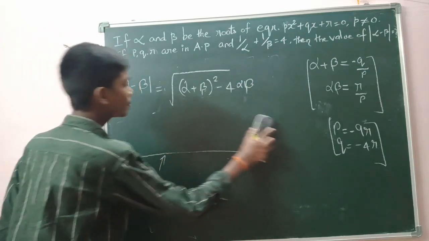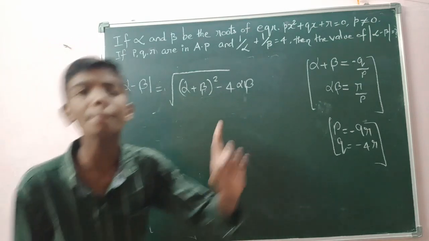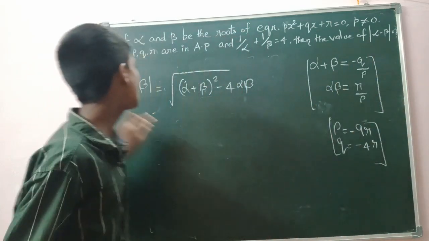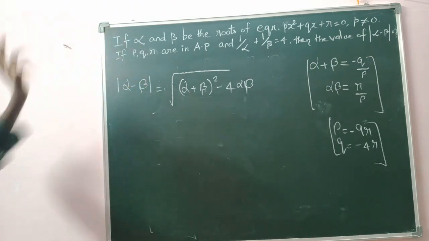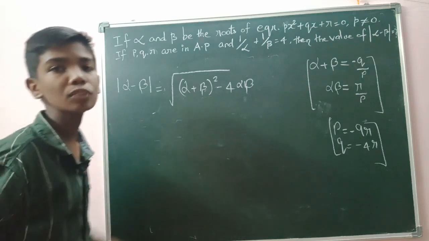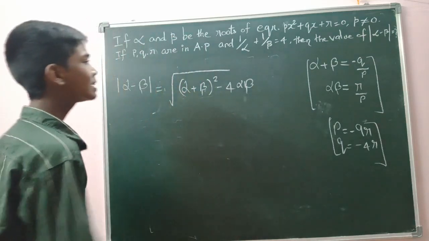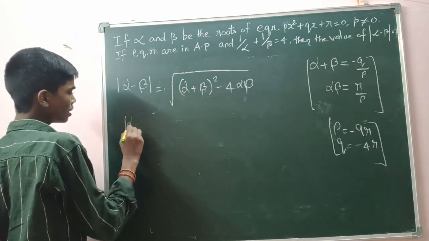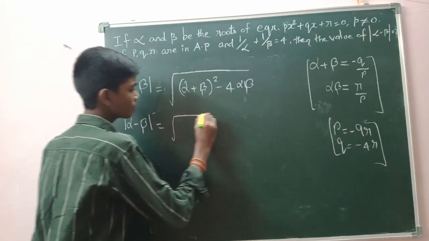It's very simple, people. We know alpha minus beta whole square is nothing but alpha plus beta whole square minus 4 alpha beta, a basic algebraic identity. From that I arrived that mod of alpha minus beta will be nothing but root of alpha plus beta whole square minus 4 alpha beta, just taking root on both sides of the identity which I mentioned earlier. And now the question is very simple. What you're gonna do is modulus alpha minus beta will be nothing but root of alpha plus beta whole square.